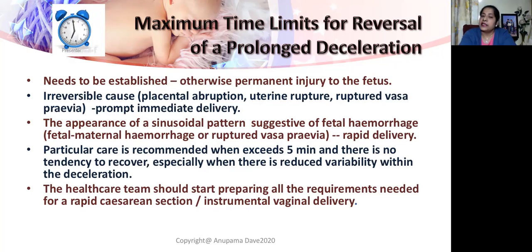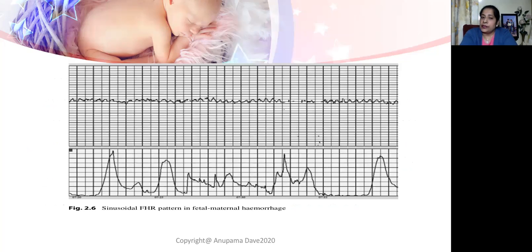Particular care is recommended when it exceeds 5 minutes and there is no tendency to recover. So if the prolonged deceleration remains for a period of 5 minutes and if there is reduced variability within the deceleration, you should not wait any longer. The healthcare team should start preparing all the requirements needed for a rapid cesarean section, or if the cervix is fully dilated, an instrumental vaginal delivery. In this trace, you can see a sinusoidal fetal heart rate pattern as a result of fetal-maternal hemorrhage.